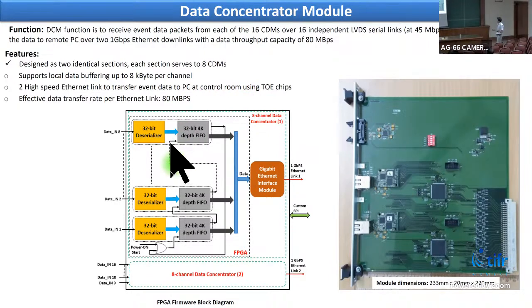So here we can see some block diagram of the firmware. This input serial data is deserialized and converted to 32-bit words, and then it is stored in the respective FIFO-based buffer, and then finally it is transmitted through this TOE module in a round-robin fashion by using a token signal-based approach.